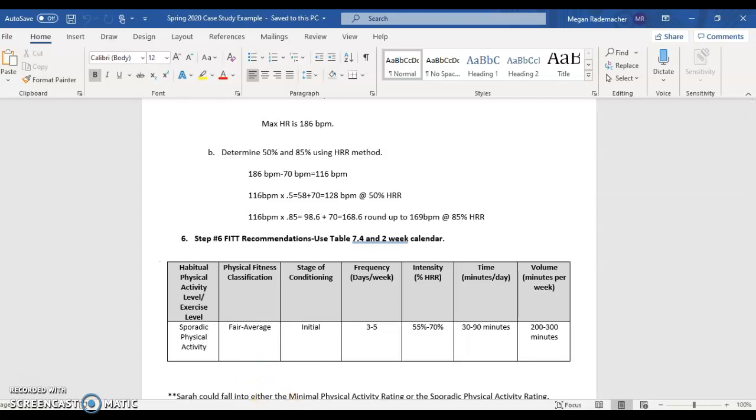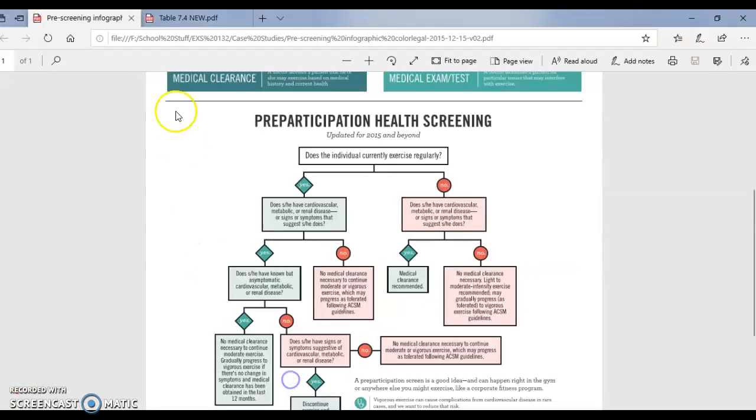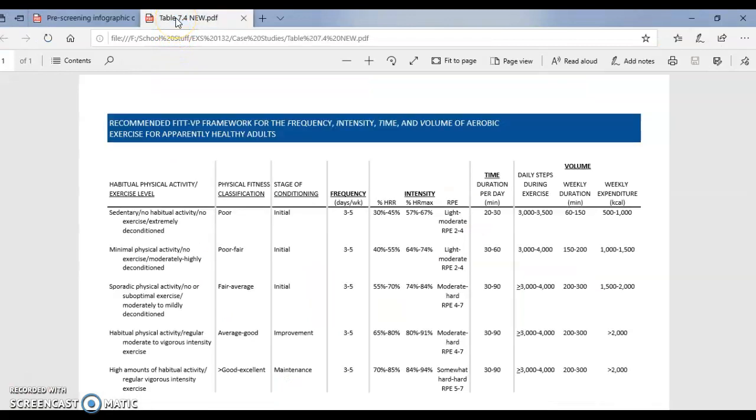So if you remember, on the previous screencast I showed you table 7.4. We need to determine in which of these categories our client is going to fall. The first category is sedentary: no habitual activity, no exercise, and extremely deconditioned. Now, we know Sarah runs around after her kids, who I think were 4 and 6 or something like that. So she is probably not just sitting around all day when she gets home from work. So sedentary probably would not fit for her.